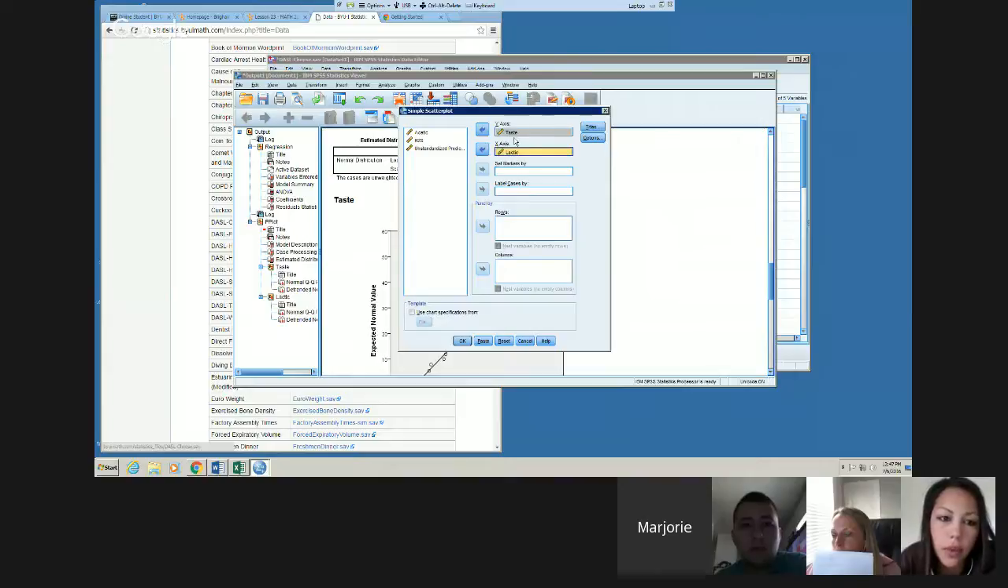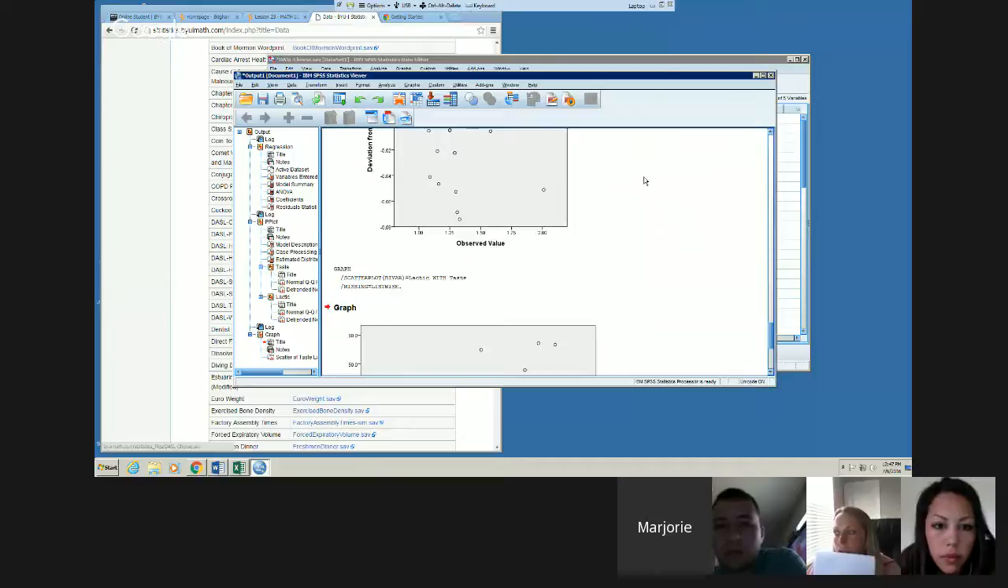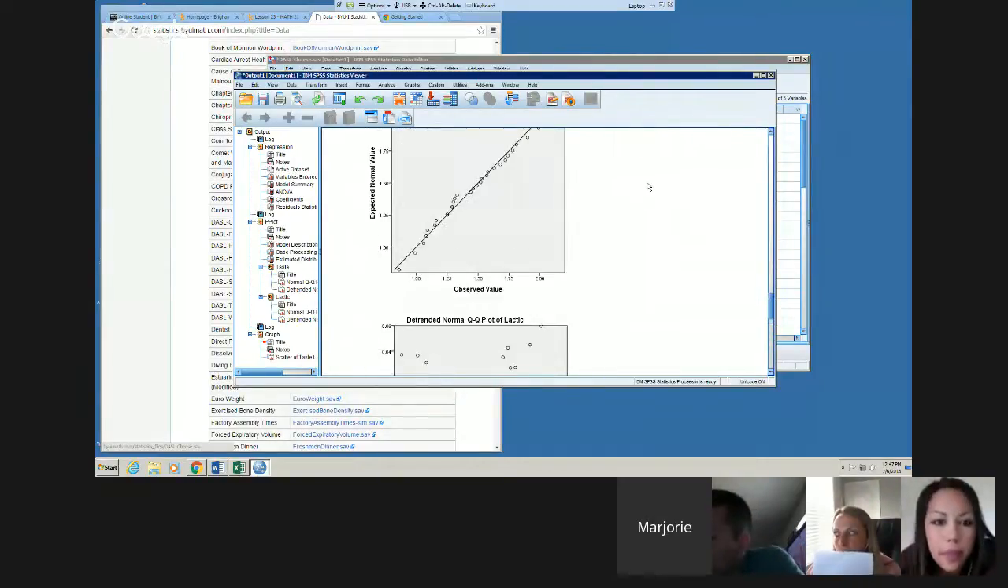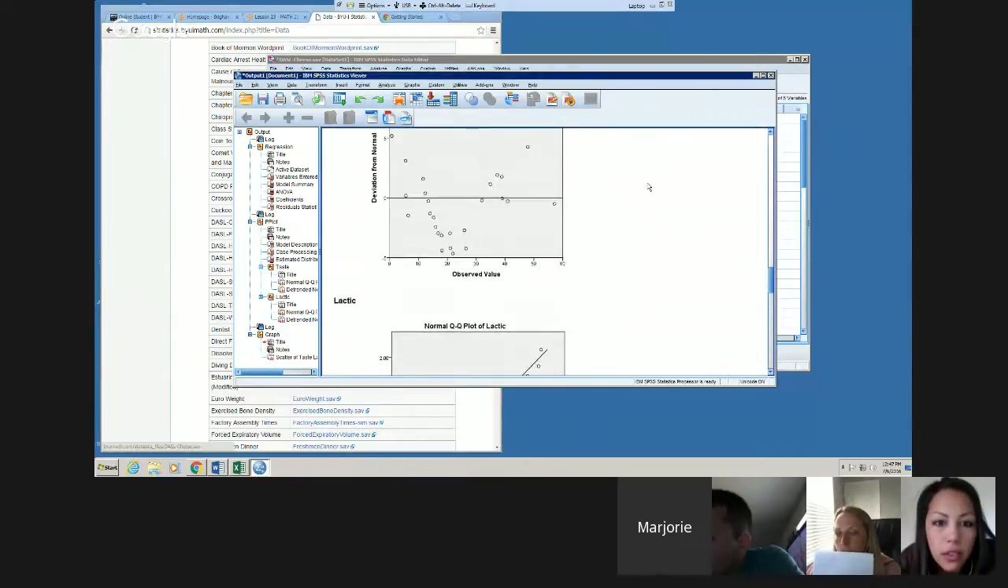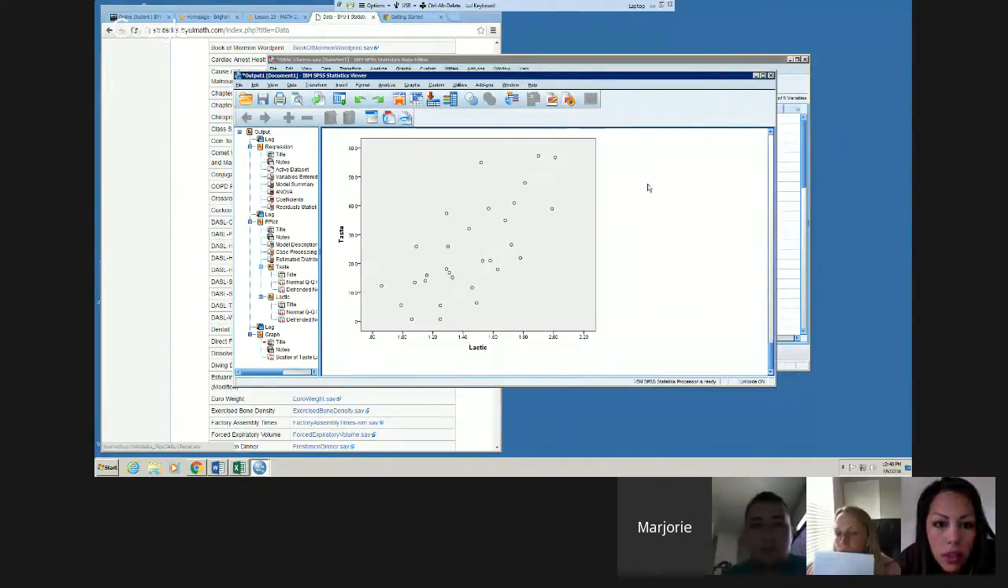They have two. They have one with lactic as the X and taste as the Y, and then lactic as the X and unstandardized residual as the Y. Maybe we're supposed to do it 2 times. Yeah, let's try. That doesn't look like it either. Oh, there. Does that look like it? That does look like it. It looks like the lactic and the taste.